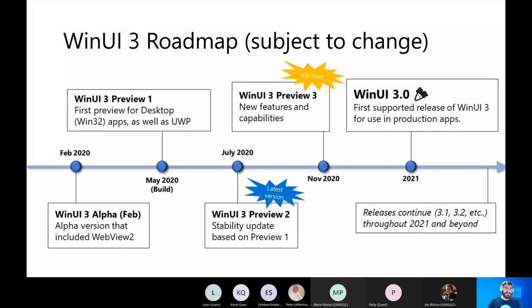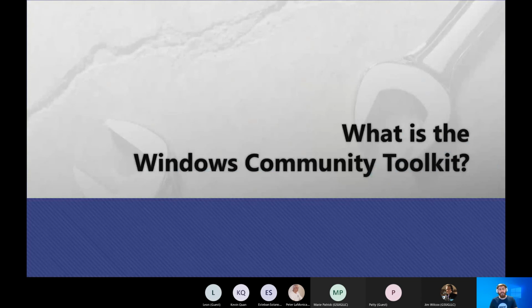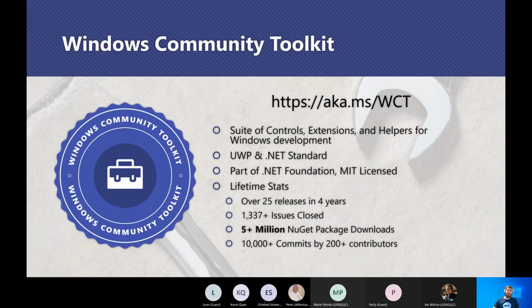So it's literally just the very first step. So what is the Windows Community Toolkit? If you've never heard, just go to aka.ms/WCT, Windows Community Toolkit. Basically, it's a suite of controls, extensions, and helpers for Windows development. It supports UWP and .NET Standard, and it's part of the .NET Foundation.